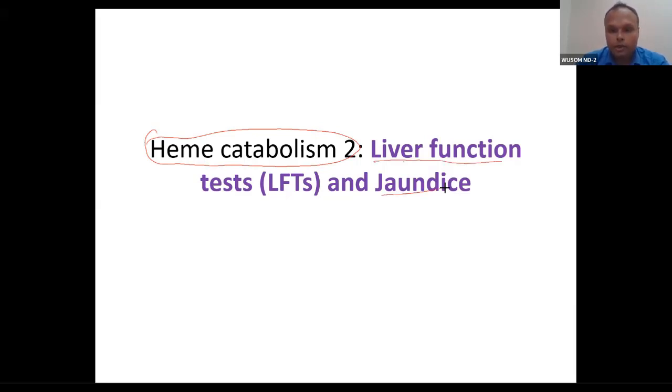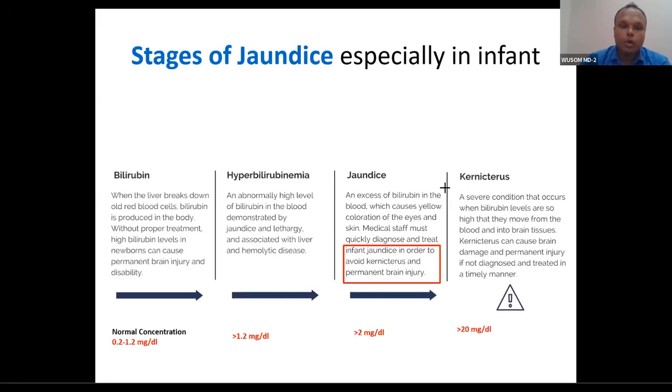A part of jaundice we have already done in the last class. So we already know this is the spectrum that we see, especially in the unit. I told you to remember 1 and 2. You can see 0.2 to 1.2 is the normal bilirubin concentration. When it is more than 1.2, it is called hyperbilirubinemia.